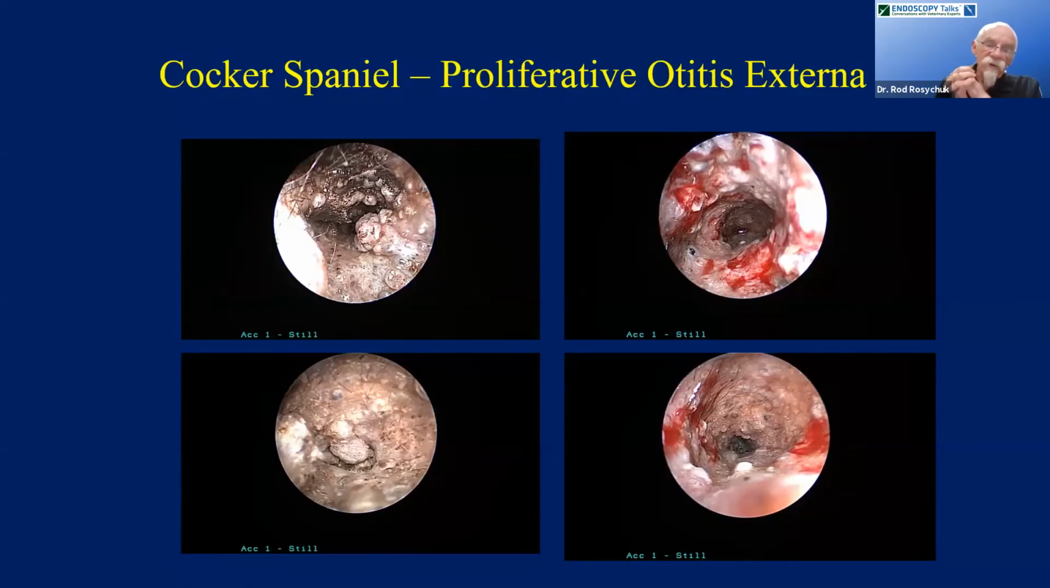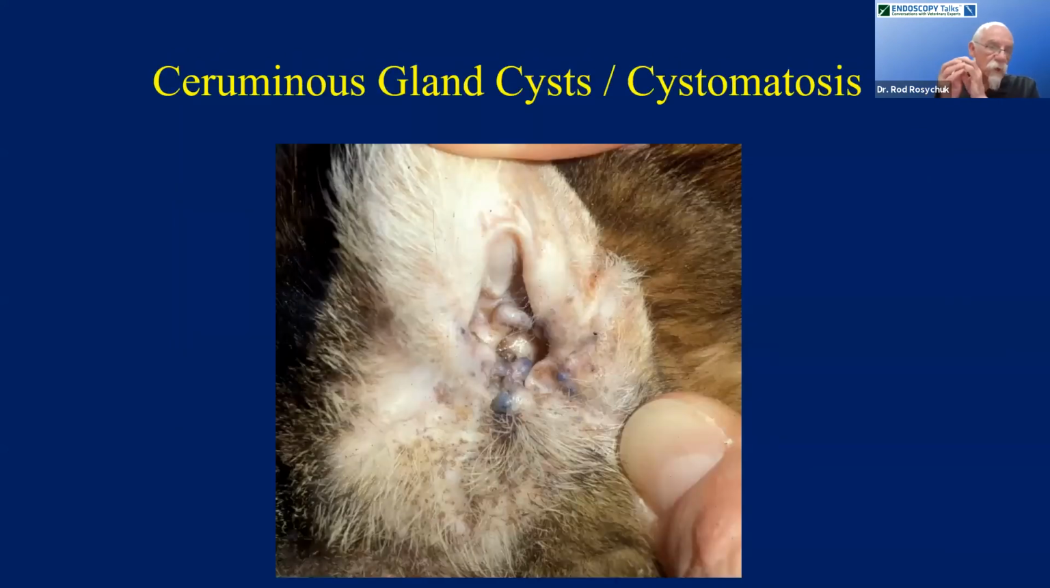Using again, major debulking. Smaller masses through the video otoscope here. We're just taking proliferative lesions from the Cocker Spaniel's ear, pre and post. A little bleeding to begin with. Actually running fluids while you're doing this is very helpful to clear your views.